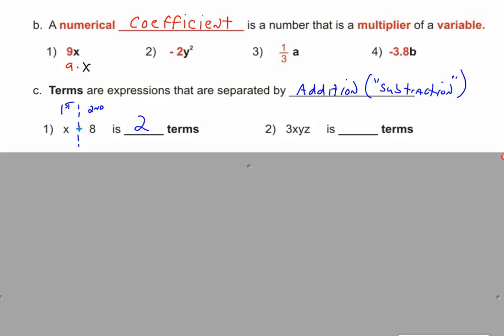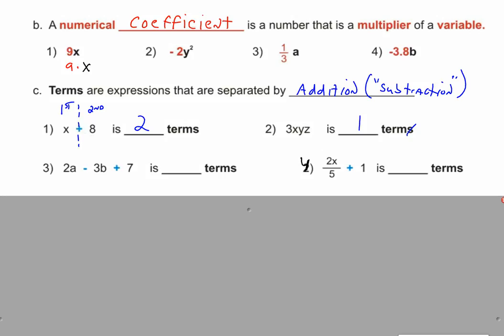Let me ask you 0 people: if it's 0, how do you ever get one term? If x plus 8 is 2, what's just an x? 1. All right, anybody want to convert now? You should convert. That's one term. It's all one thing. It's all multiplication.